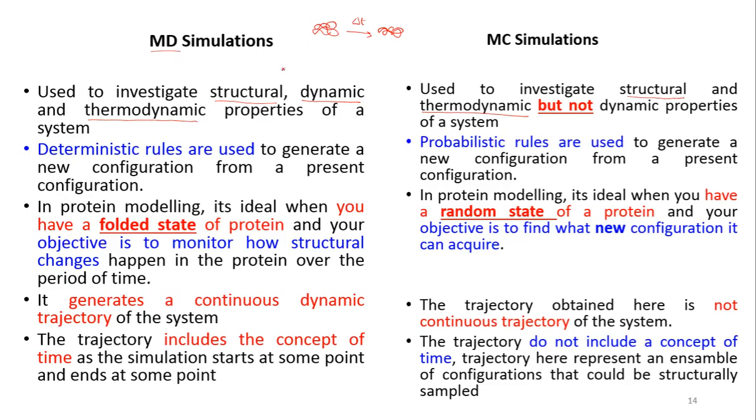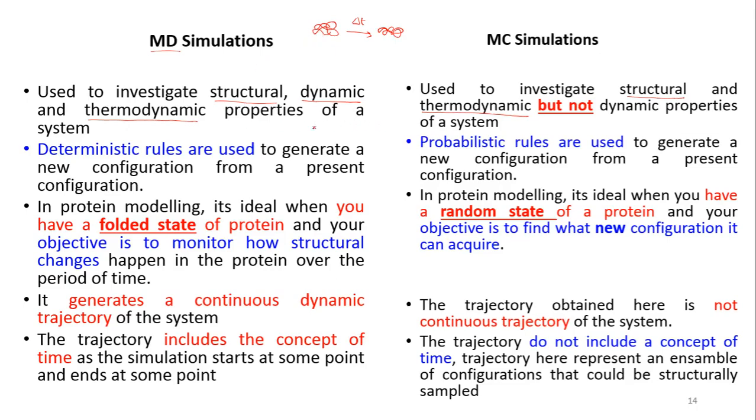Now, if you are using these deterministic rules in finding out what your new conformation might look like, then, my friends, we say that we are performing MD simulation. On the contrary, in MC simulations, some probabilistic rules are used to generate this new conformation from the present conformation.